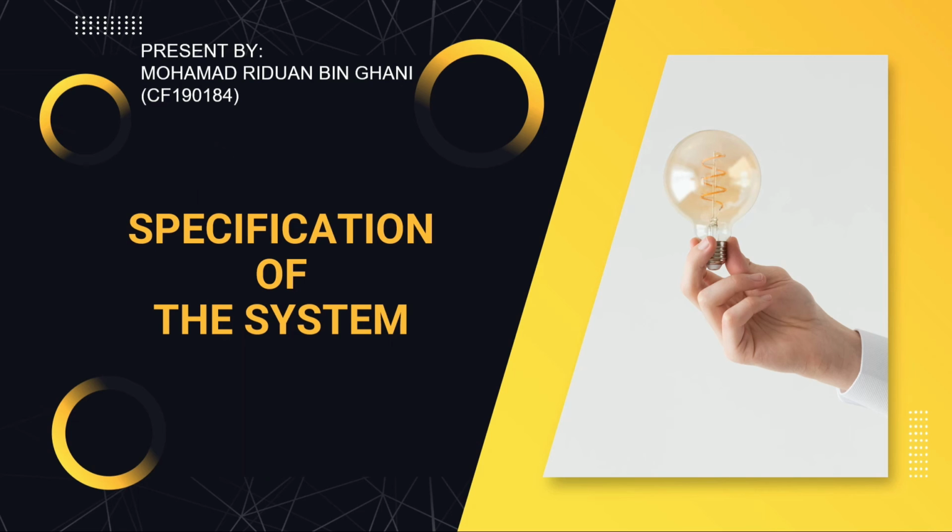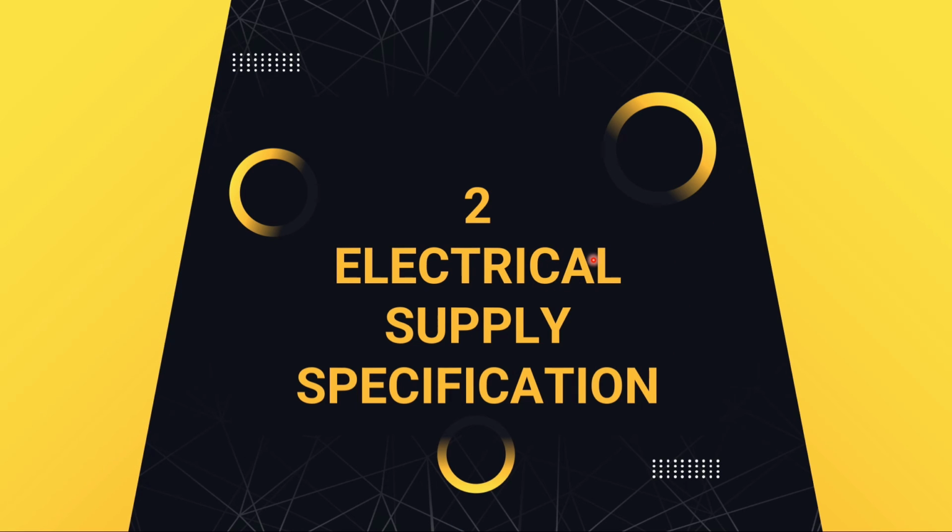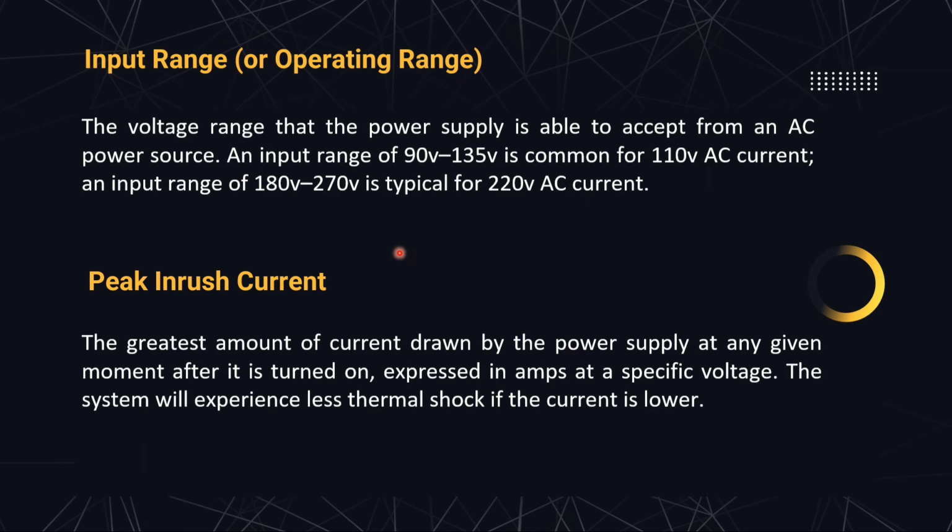I will continue with the electrical supply specification. First, input range or operating range. The voltage range that the power supply is able to accept from an AC power source. An input range of 90 volts to 135 volts is common for 110 volt AC current, and an input range of 180 volts to 270 volts is typical for 220 volt AC current.